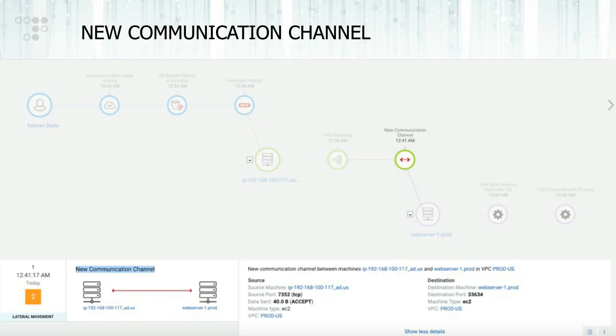The next step for hackers, after they ran their internal port scans, was to identify a potentially vulnerable web server within the company's cloud environment and to try and access it. So we can see here again that the system identified this new communication channel and flagged it as potentially suspicious.